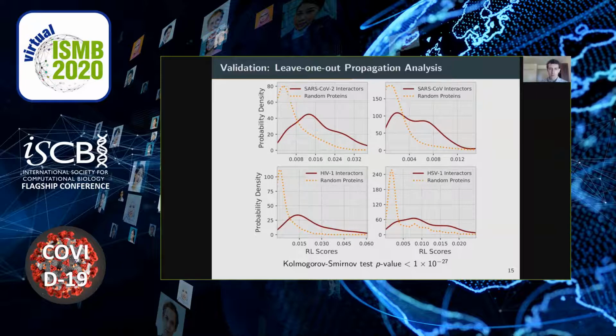Now, if we perform the same evaluation for other viruses with a comparable number of interactors, namely SARS-CoV, HIV, and herpes, we see this trend is not unique to SARS-CoV-2. And this could indicate that network proximity may be a general property of human proteins that bind to a virus.